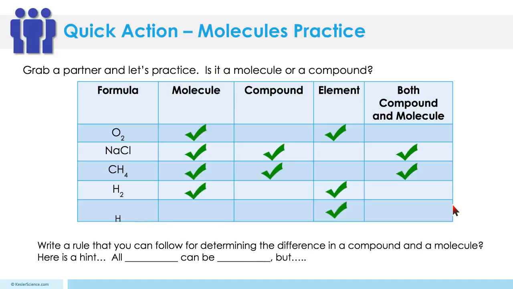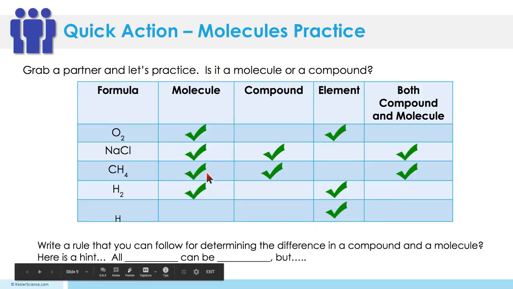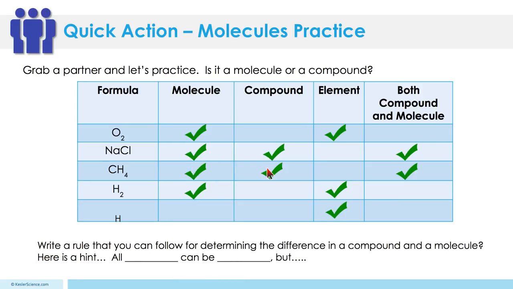So we have O2, which is a molecule and an element. Then go down to the bottom one here. H, it's a single H. It's just an element. It does not qualify as a molecule, and it does not qualify as a compound. But look at CH4. It's a molecule, it's a compound, and both molecule and compound. But it does not qualify as an element because it's 2 elements. Element, singular, not plural. Just make sure you're paying attention.